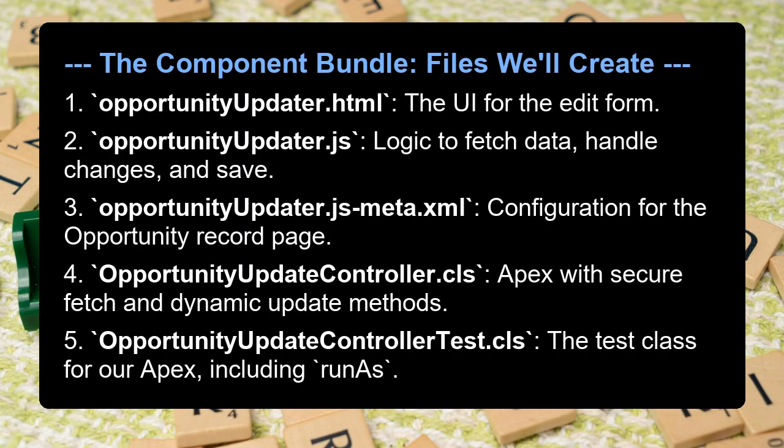The component bundle, files we will create. One, OpportunityUpdater.html, the UI for the edit form. Two, OpportunityUpdater.js, logic to fetch data, handle changes, and save. Three, OpportunityUpdater.js-meta.xml, configuration for the opportunity record page. Four, OpportunityUpdateController.cls, Apex with secure fetch and dynamic update methods. Five, OpportunityUpdateControllerTest.cls, the test class for our Apex, including run-as.